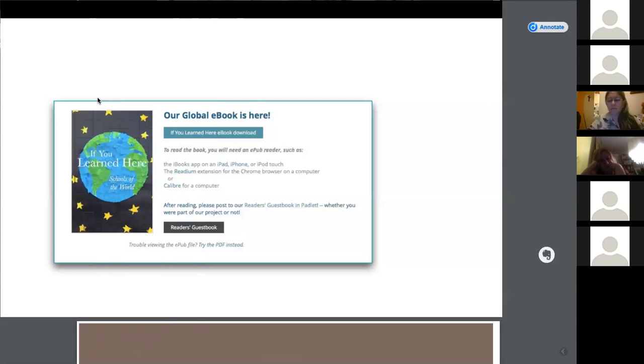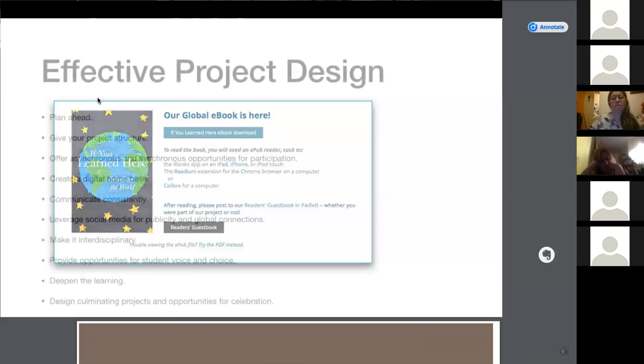Now, does this fit the criteria that the Buck Institute would have for high quality project-based learning or gold standard project-based learning? I don't know. I love this project because it was so well organized. This is why I love the project.